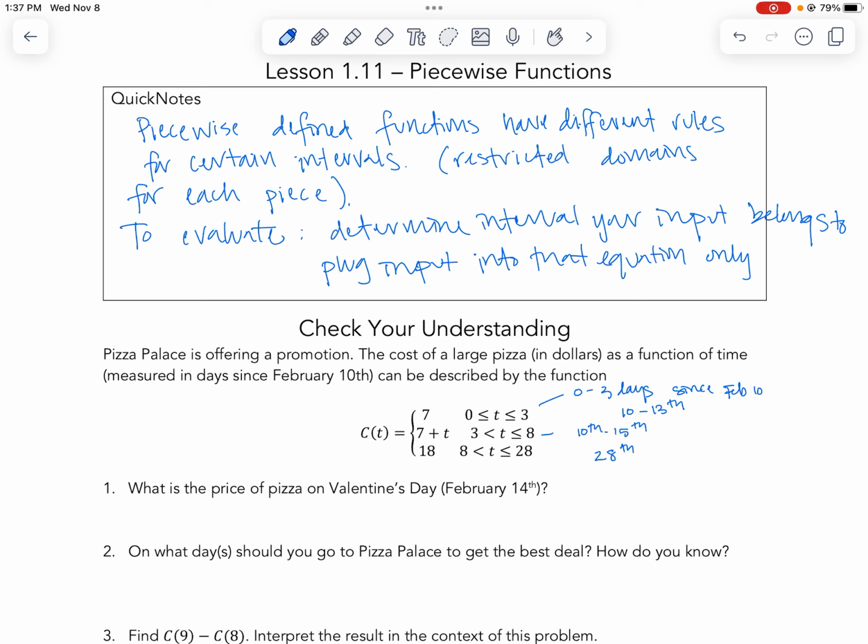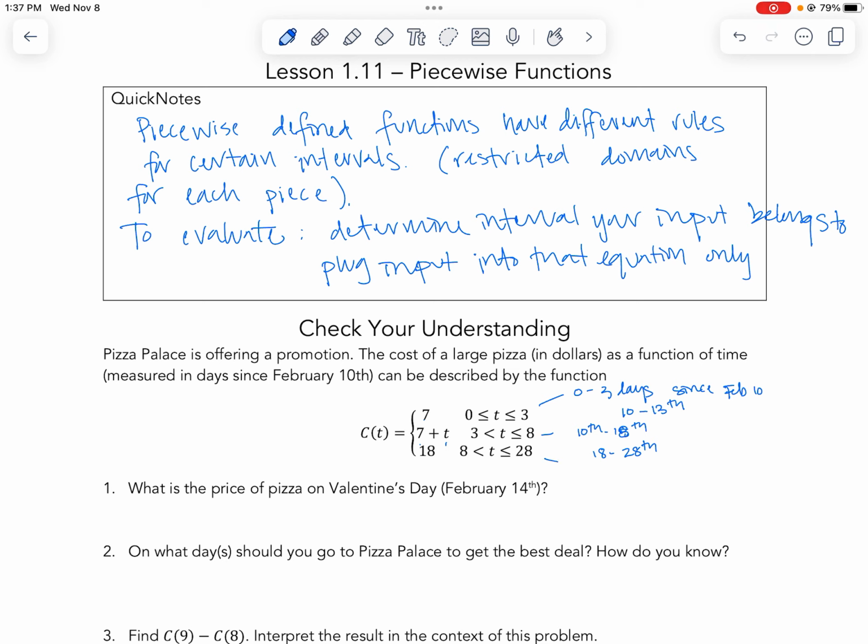So what this means is that from day 0 to 13, so from the 10th to the 13th, it would cost $7 for a pizza. From the 13th to the 18th, excuse me, I was plugging values in. From the 13th to the 18th, it would cost 7 plus T, whatever we're plugging in. And then from the 18th to the 28th, so in other words, from February 18th to 28th, the pizza would cost $18.